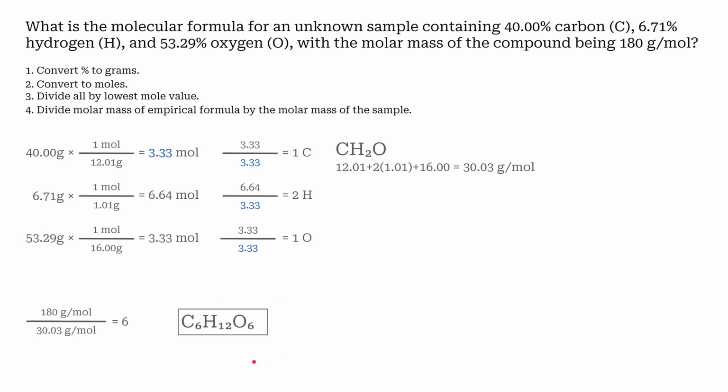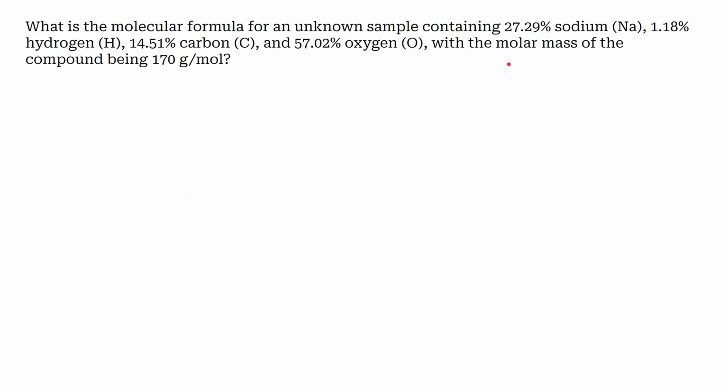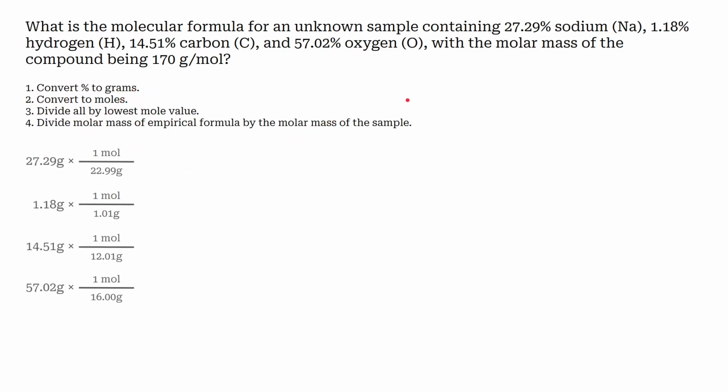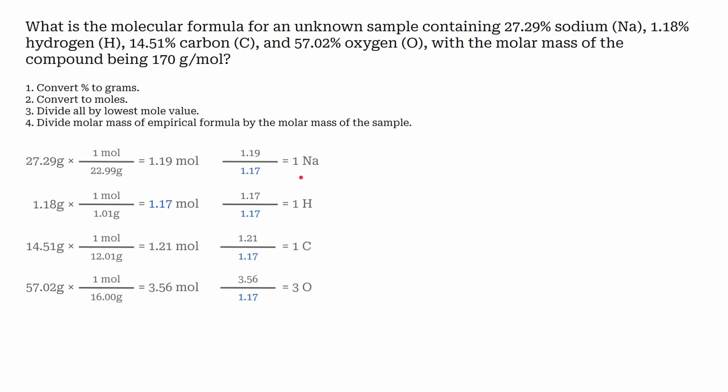Moving on. So in this problem, we got 27.29% sodium, 1.18% hydrogen, 14.51% carbon, and 57.02% oxygen, with the molar mass being 170. So again, here are the steps. Convert from percentages to grams. We then convert to moles. Now, we divide all by the lowest mole value, which is 1.17. And now, we get NaCHO3.